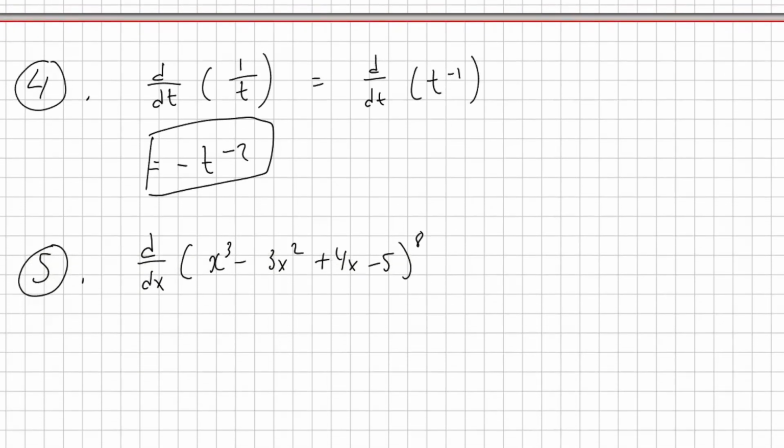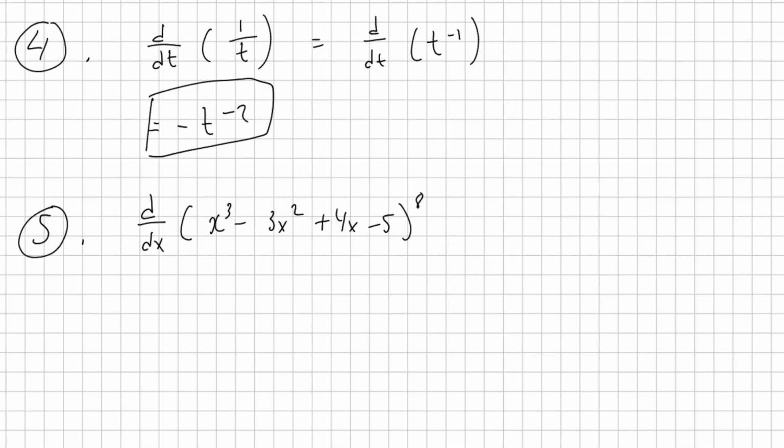Okay, now for question number 5, we have an instance of chain rule. Why would I say chain rule? Because you can see the power of 8 and we have something inside brackets. So let's do this. I'm going to set my y equal to u to the 8, and I'm going to set my u equal to whatever's inside of this. So it's going to be x cubed minus 3x squared plus 4x minus 5.